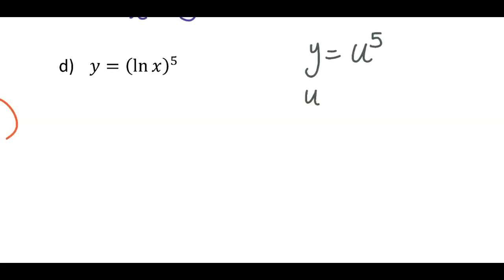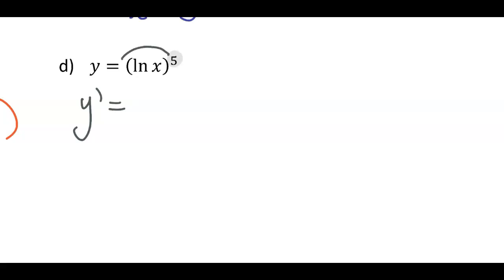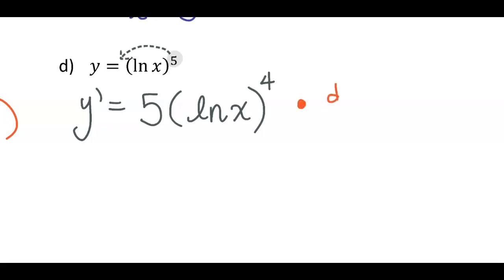And that something is natural log of x. So this time, what we have is a power. We're going to have to use the power rule first. So let me show you how to do this one. So y prime is equal to, I will bring this 5 down to the front, and I'll write down 5 and keep that natural log of x exactly the same. But what's the new exponent? It is 4. Now we will multiply this by the derivative of the inside function.